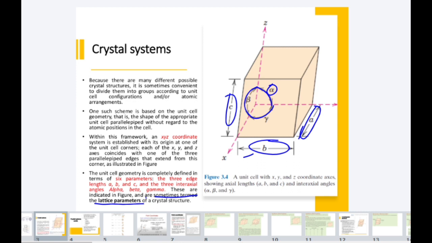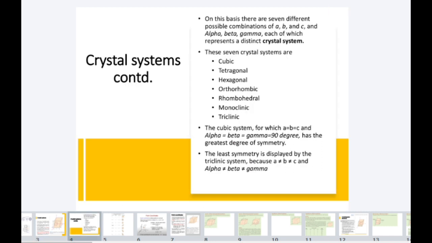Right? So these 6 parameters we will use in today's lecture. Now, based on the 6 parameters, we have different possible combinations of sides A, B, C and angles alpha, beta, gamma, each of which represents a unique crystal system.